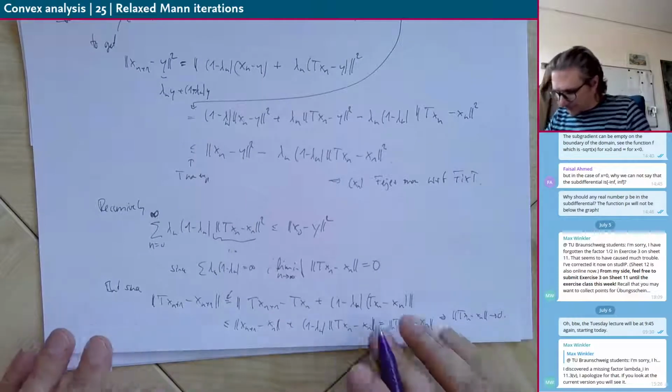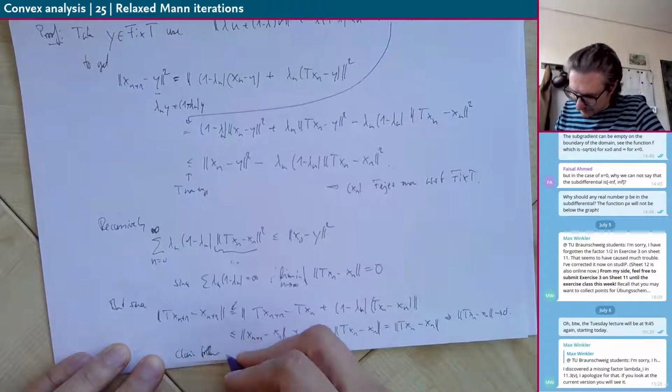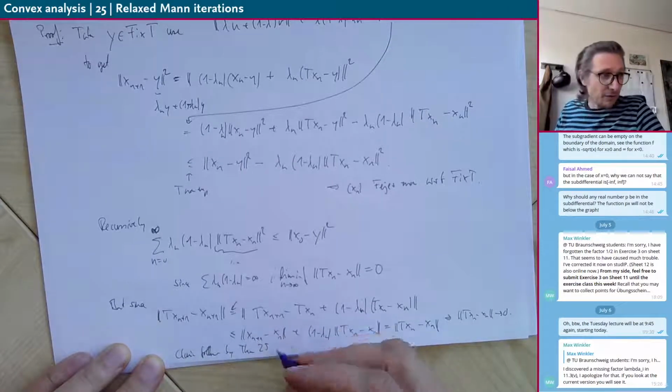So the claim follows by the previous theorem 25.4.